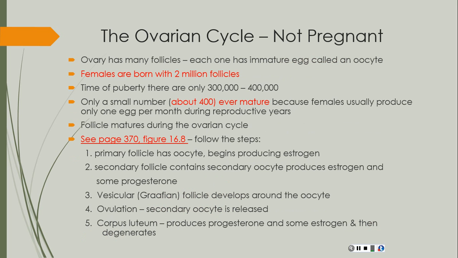I want to take a look at the ovarian cycle, if not pregnant. So the ovary has many follicles, and each one has an immature egg called an oocyte. That's correct, oocyte. Females are born with 2 million follicles. That would be a lot of babies for one person. However, at the time of puberty, there are only 300 to 400,000 follicles, immature potential eggs, if you will.